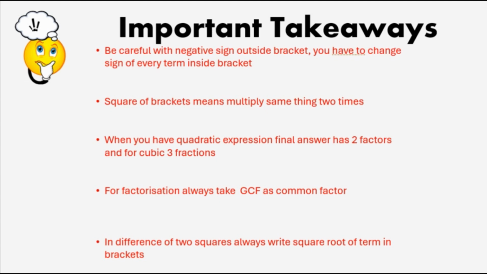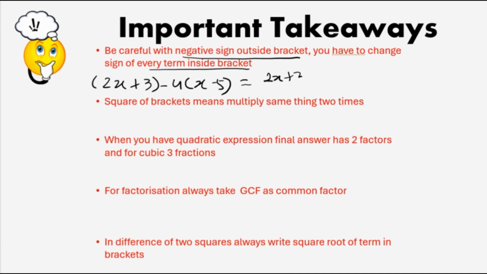Important takeaway for this topic: if we have a negative sign outside a bracket, you have to change the sign of every term inside the bracket. For example, we have 2x plus 3 minus 4 into x minus 5. The first bracket will stay as it is, 2x plus 3. But because minus 4 is there, minus 4 times x will give minus 4x, and minus 4 times minus 5 will give you plus 20. So these two signs are changed. When you simplify by adding like terms, you will get minus 2x plus 23. So when you expand a bracket, be careful with the negative sign.